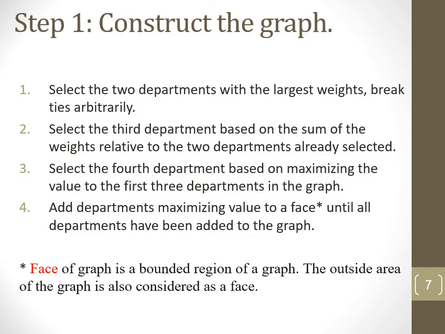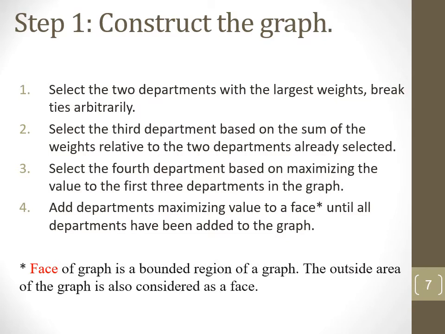In this step, basically, we will start by selecting two departments. Which two departments? The two departments that have the largest weight in between. If there is more than one pair of departments which has the same largest weight, then we will select one of them randomly. So we will break the ties arbitrarily. So this is the first step: select the two departments which have the largest weight. Then we will represent these two departments by nodes like this. We will make examples, I will show you. One department here and another department here, and we will connect these two with an edge, which means that we want these two departments to be adjacent to each other.